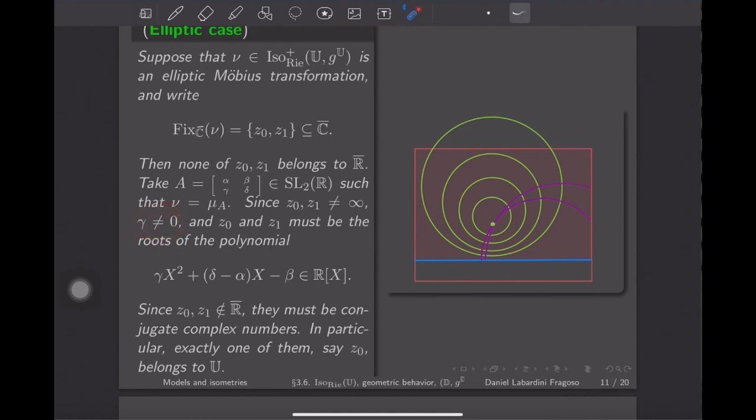Okay, so gamma is not zero, and the fact that these complex numbers are fixed points amounts to them being roots of this polynomial of degree 2, because gamma is not zero, with coefficients in R. Recall that all these 4 entries are in R. But the roots of any such polynomial are either one real number with multiplicity 2, or 2 conjugate complex numbers, different complex numbers. The first case is not possible because that would mean that these 2 are the same and are real, so they belong to R bar. So that's not the case. So they have to be conjugate complex numbers.